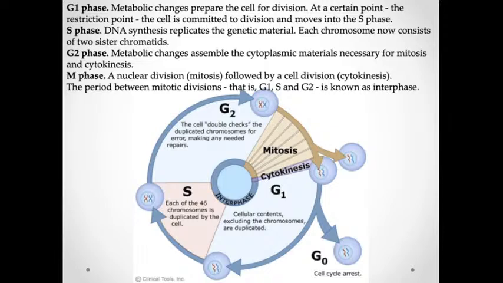Then in M phase, nuclear division happens, that is mitosis, followed by cell division, cytokinesis. The period between G1, S, and G2 is known as interphase. So all this period from G1 to S to G2, this whole period is known as your interphase. Okay, and here you have your cytokinesis, and here's your mitosis. That's how your cell cycle is divided.